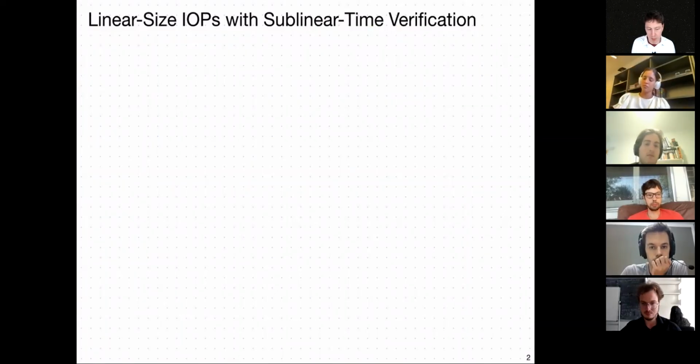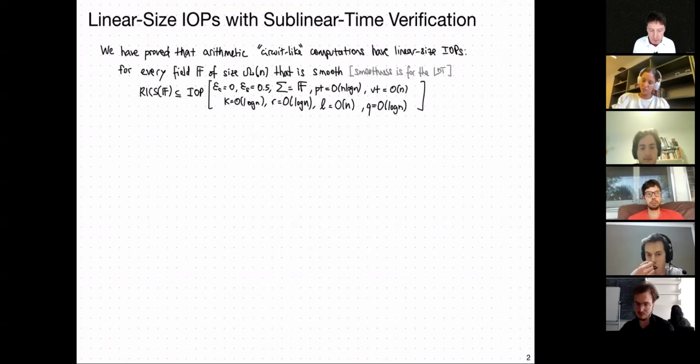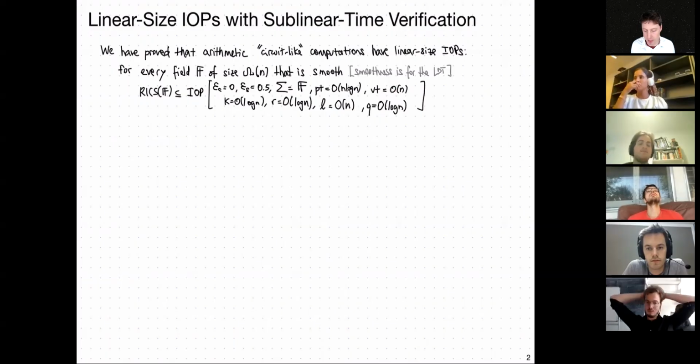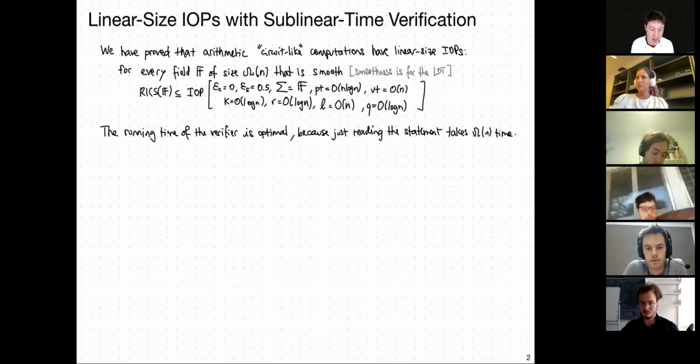So the focus of today is to obtain linear size IOPs with sublinear time verification. This is the theorem that we proved: for a large enough field that is smooth, the smoothness we were using for the low-degree test. The key properties that we achieved were linear size and logarithmic query complexity, but crucially, the running time was still linear in the problem size. But actually, this running time is in some sense optimal, because just reading the circuit or the R1CS instance will cost you order of n time. So that's an optimal running time for the verifier.